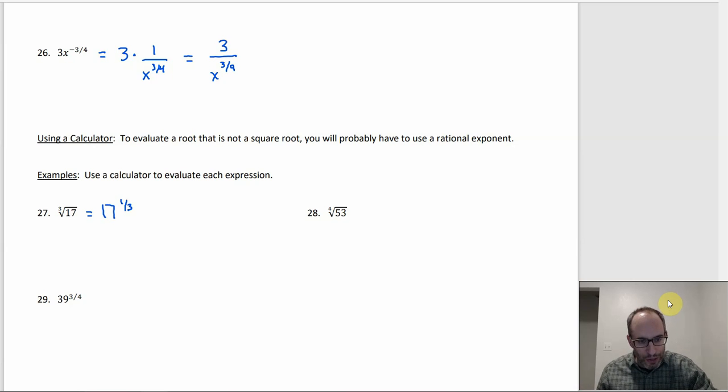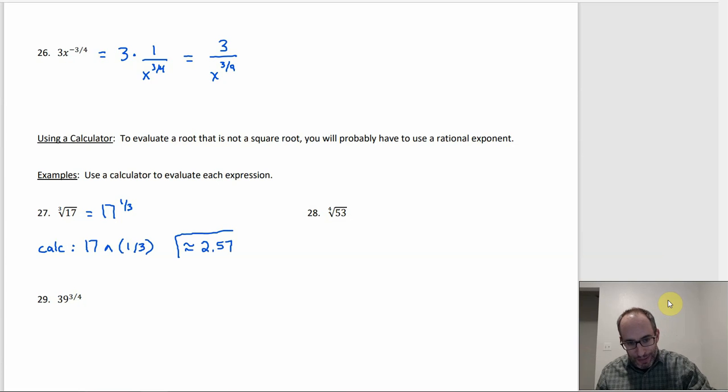So what you would do with a calculator is that you would have 17, and you're going to have a caret button somewhere, and then put the 1/3 in parentheses, so that way you're raising to the 1/3 power, not raising to the first and then dividing by 3. And what you get here is roughly 2.57. It carries out a lot farther than that. Since it's an irrational number, it'll carry on forever. But to 2 places, that's what it is.